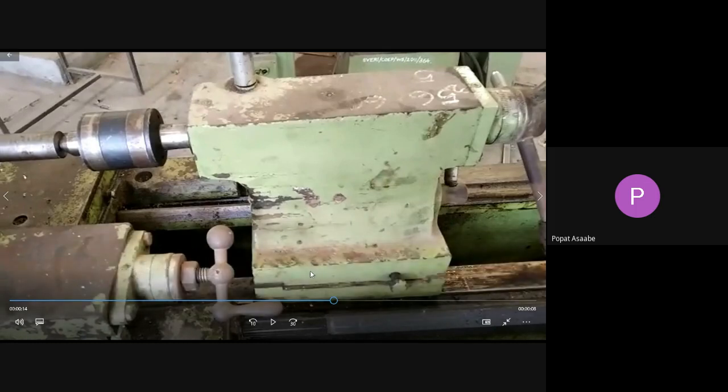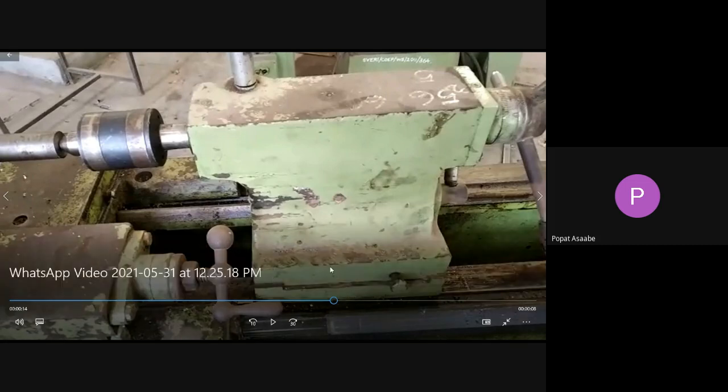After calculating, how much offset is there? 10 mm. With the help of the dial gauge, we can move this tailstock in this direction up to what distance? 10 mm.